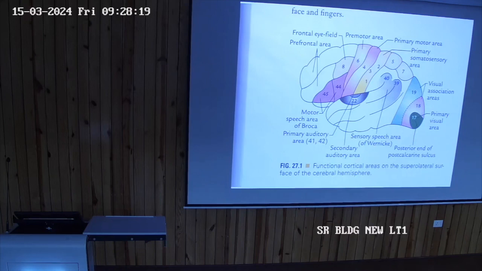Now, after this, another part which I want to tell you, the primary sensory area, area number 3, 2, 1. This area is receiving the general somatic sensation. Listen carefully. General somatic sensations are pain, touch, temperature. So pain, touch, temperature sensations are going to the primary somatic sensory area of the complete body.